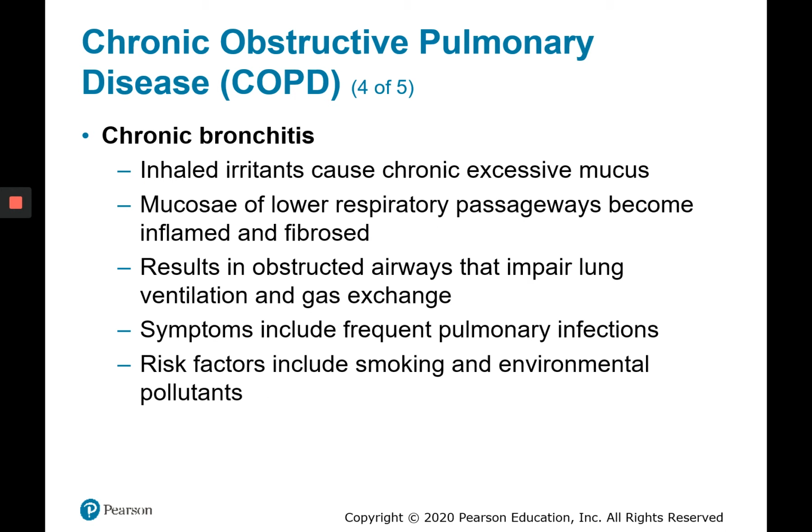Chronic bronchitis can be caused by inhaled irritants that over time cause chronic excessive mucus buildup. The mucosae of the lower respiratory passageways then becomes inflamed and fibrosed. Fibrosed tissue is scar tissue, so it no longer responds like it's supposed to. It may not vasoconstrict, it may not bronchodilate or constrict like it's supposed to. And so that would lead to obstructed airways. It could lead to alveolar dead space because air gets trapped in these alveoli that are no longer able to participate in pulmonary ventilation. But it definitely impairs gas exchange.